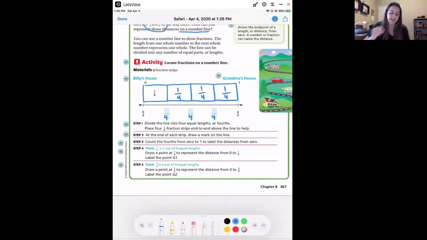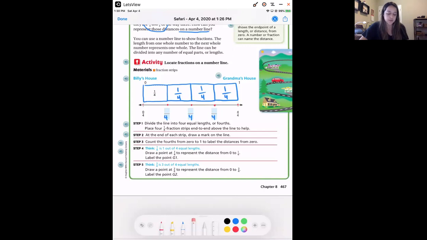Step 2, at the end of each strip, draw a line or a mark on the line, okay? So I'm going to change my colors. From here to about right here is 1/4, yes? And then the next line, that's the second one. And then the third one, and then the last one. Got it? There's 4 equal parts, 1, 2, 3, and 4. Why? Because the denominator is 4. So there has to be 4 parts. Now, step 3.